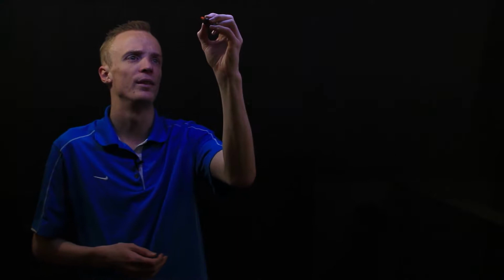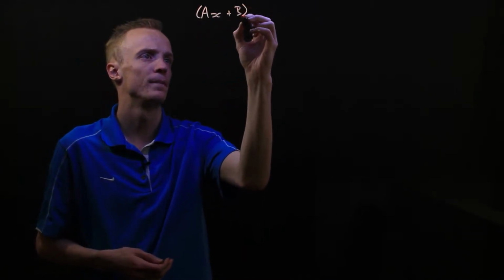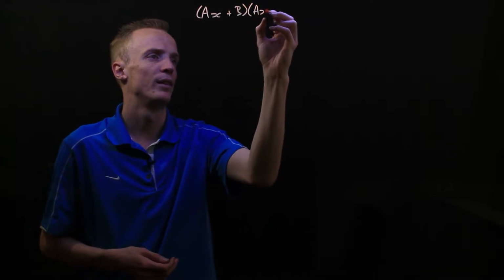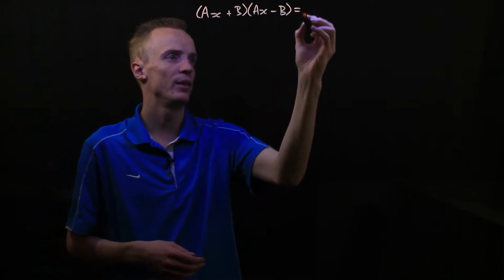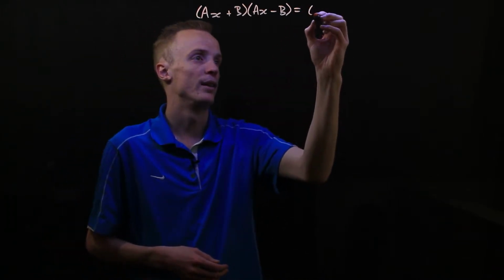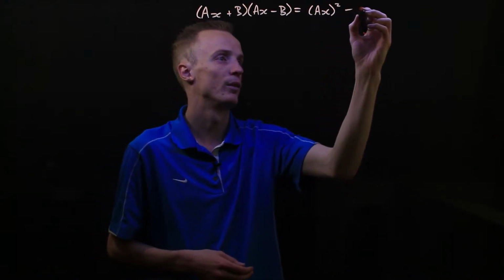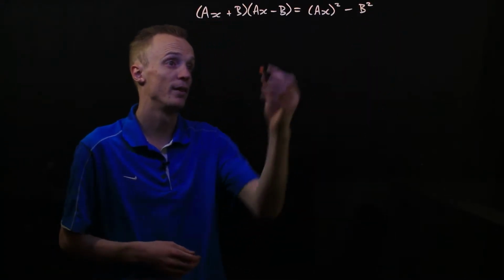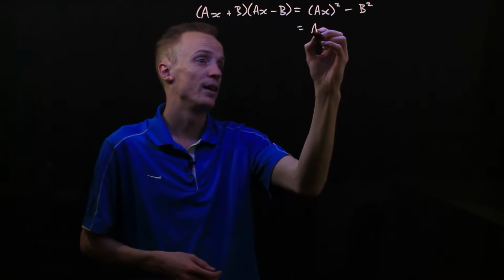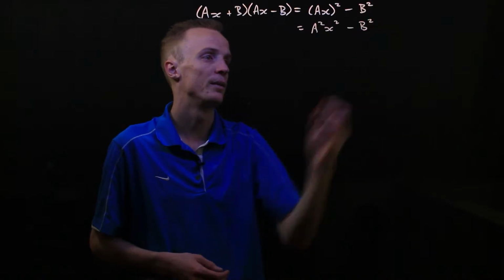Now if you remember from expansion, the difference of two squares says that if I've got ax plus b and ax take b as my two linear factors, then this is equal to this first term squared subtract the second term squared, so subtract my b squared. Now I can rewrite this obviously as a squared x squared subtract b squared.